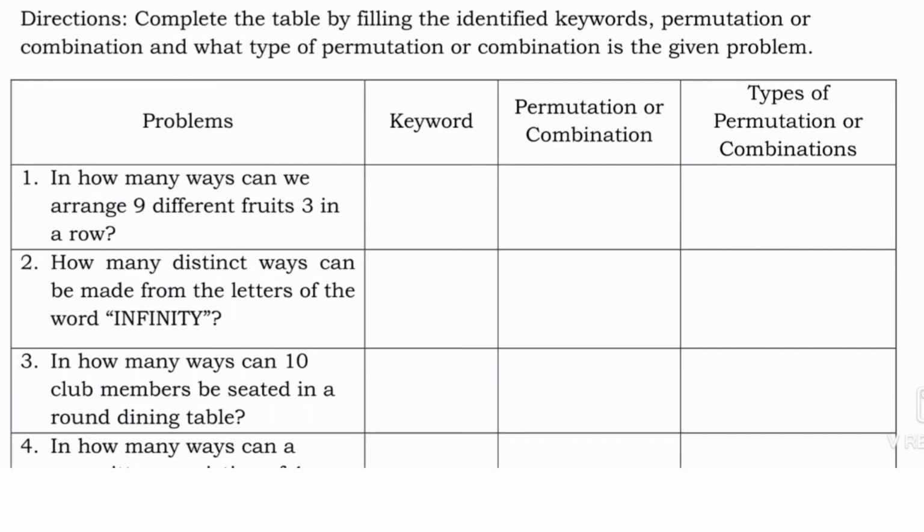Number 2, how many distinct ways can be made from the letters of the word infinity? Okay, the keyword is distinct ways, then permutation, then distinguishable or distinct permutation. Number 3, in how many ways can 10 club members be seated in a round dining table? Keyword is arrange, then permutation, and circular permutation.